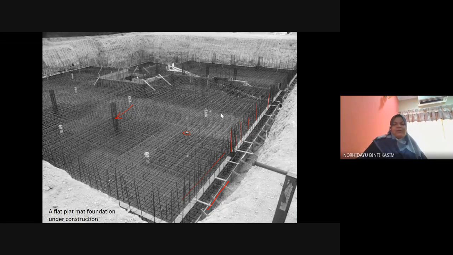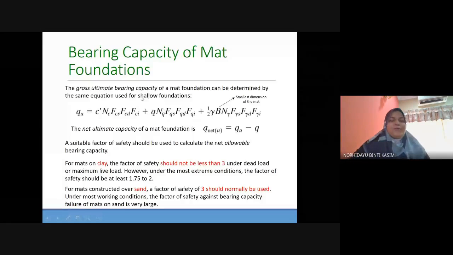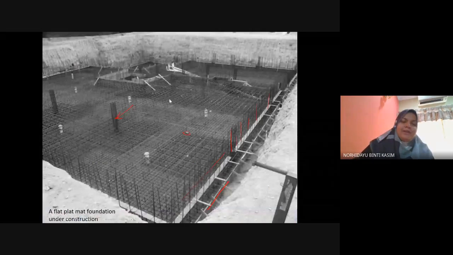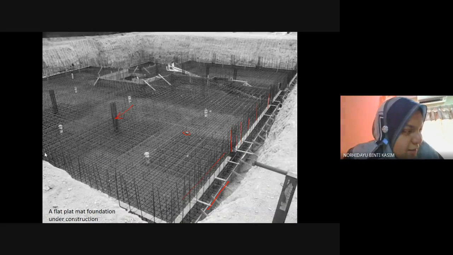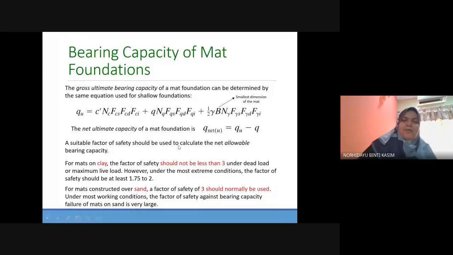The same goes for pad footing. The method of construction is also the same. Any questions on this? Because I heard somebody talking, the sound from the mic. Any question? No. Okay, now let's proceed.